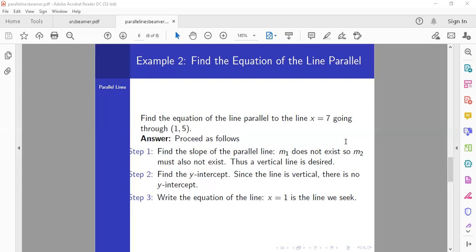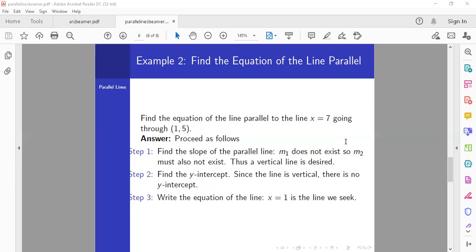So essentially what we're going to do in a case like this is take the x coordinate of the point we need to go through, in this case (1, 5), and say that the equation of the line has to be x equals 1. x equals 1 and x equals 7 are in fact parallel, even though they don't quite fit all of the steps that are laid out in the procedure above.